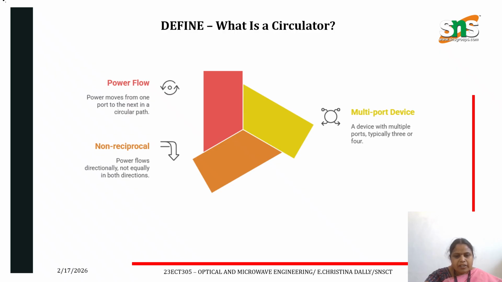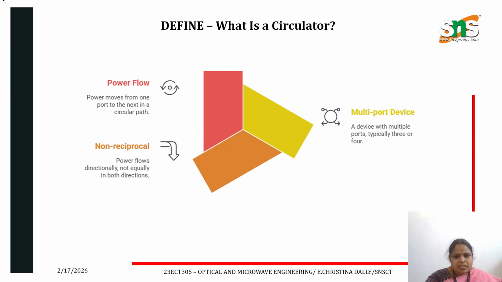What is a circulator? A circulator is a non-reciprocal device. It is also known as a multi-port device. What do we mean by a multi-port device? It means a device with multiple ports. It may be 3 or 4. And the power flow here moves from one port to the next in a circular path. The rotation will be circular.